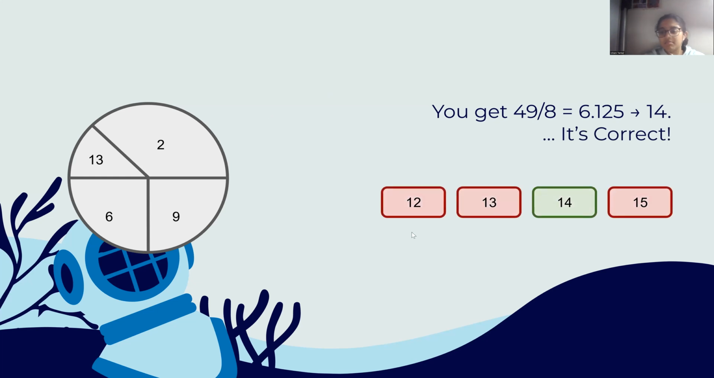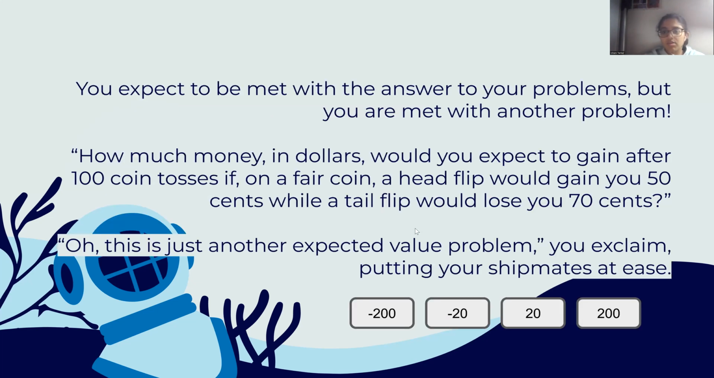So it is correct. You expect to be met with the answer to your problems, but you are met with another problem. How much money in dollars would you expect to gain after 100 coin tosses if, on a fair coin, a head flip would gain you 50 cents, while a tail flip would lose you 70 cents? So this is just another example of expected value.